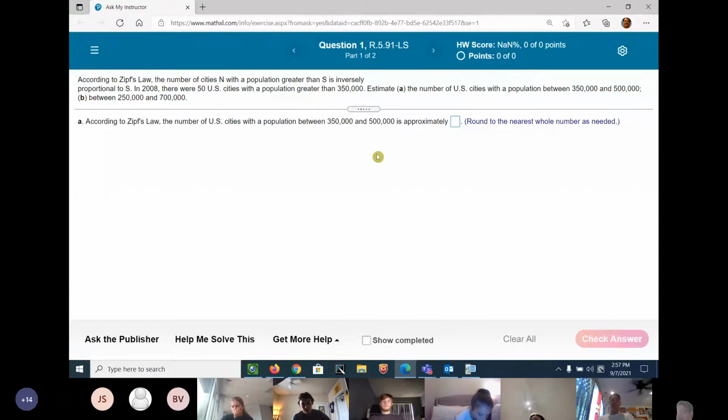Estimate A, the number of U.S. cities with a population between 350,000 and 500,000. That's A. And B, the number of cities between 250,000 and 700,000.